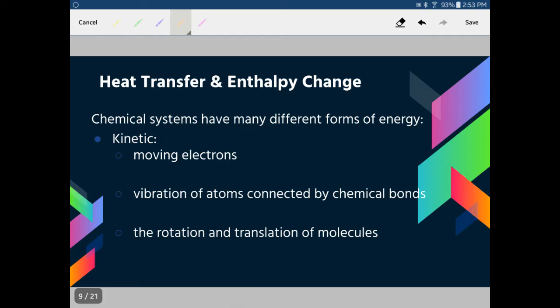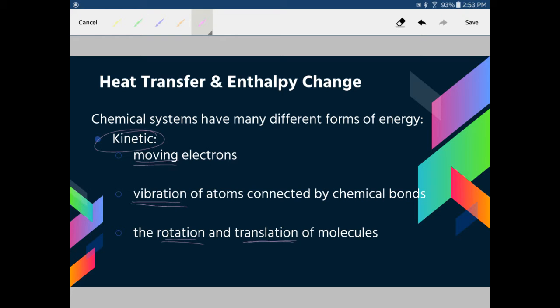So, heat transfer and enthalpy change. Chemical systems have different forms of energy. The first is kinetic, and we have that from moving electrons, vibration of atoms connected by chemical bonds, and the rotation and translation of molecules. Essentially, it's anything that involves movement, vibration, rotation, translation. So anything that involves kinetic energy is the energy of movement.